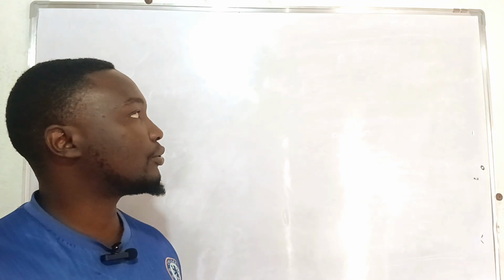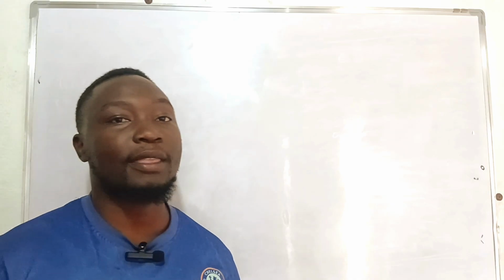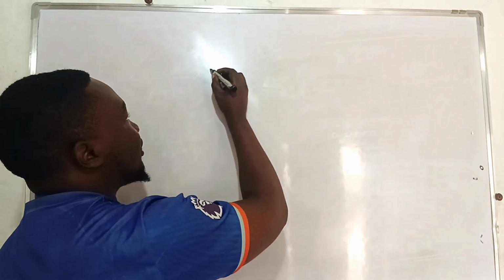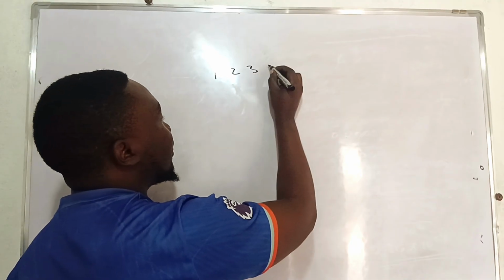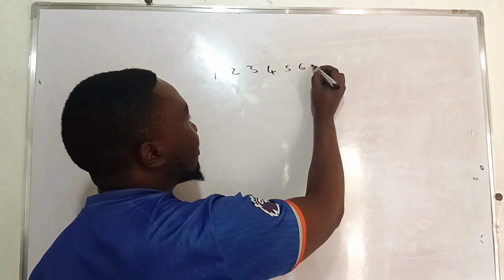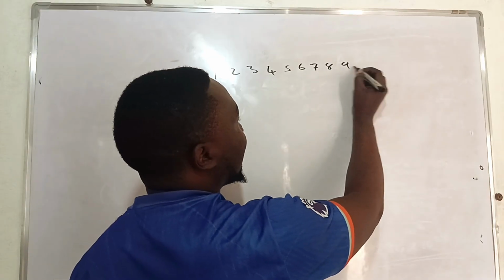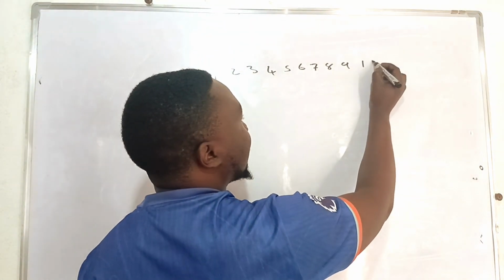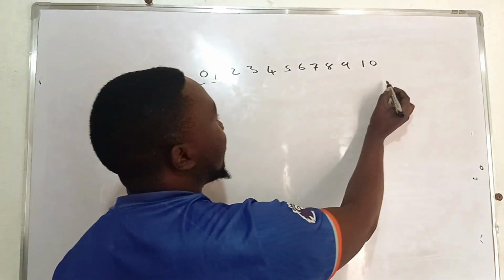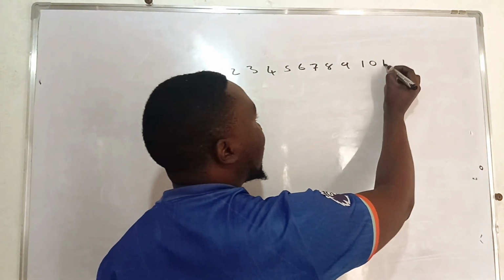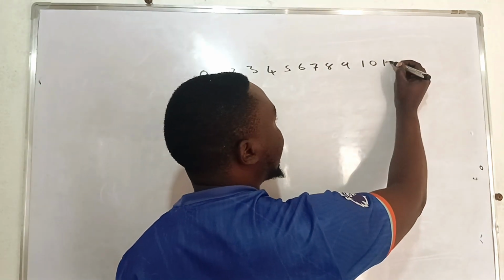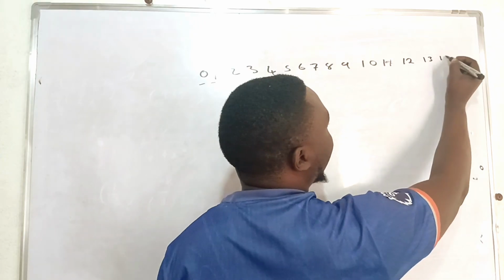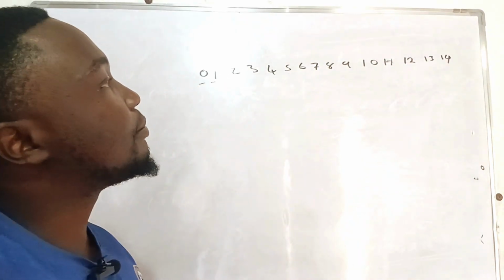But today we are going to talk about number bases. So the normal base that we are used to is base 10, where we count numbers from 1, 2, 3, 4, 5, 6, 7, 8, 9. Then we start to repeat again: 1, 0. Then we repeat again: 1, 1, 1, 2, 1, 3, 1, 4. So this is base 10.